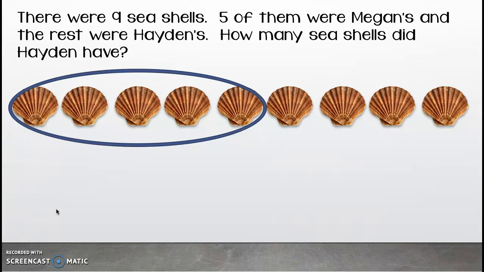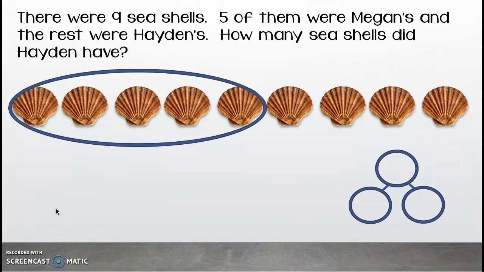Now, it said the rest were Hayden's. I don't know how many are Hayden's yet, so I'm going to go ahead and put what I know for sure into our favorite math tool, the number bond. So, friend, what's the total amount of seashells? Excellent, 9. And how many did Megan have? Yep, she had 5.